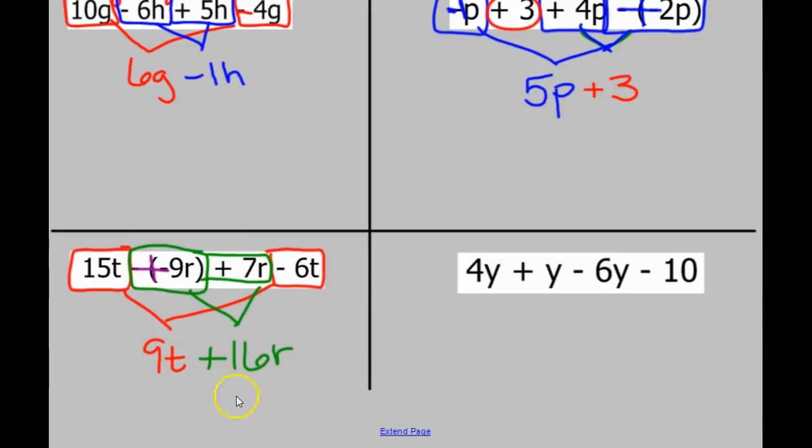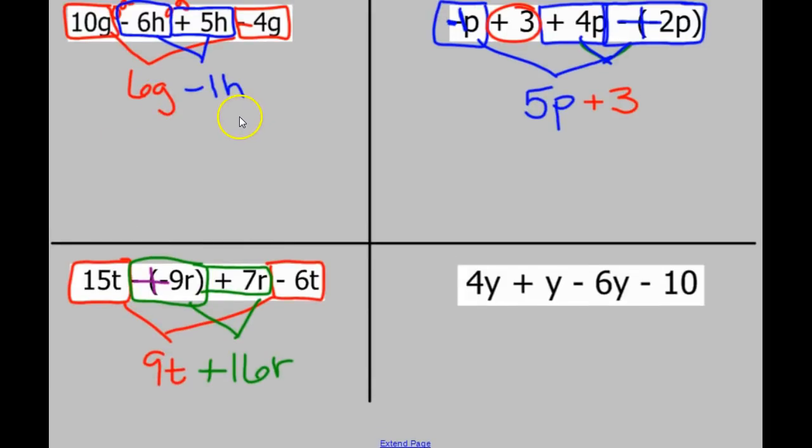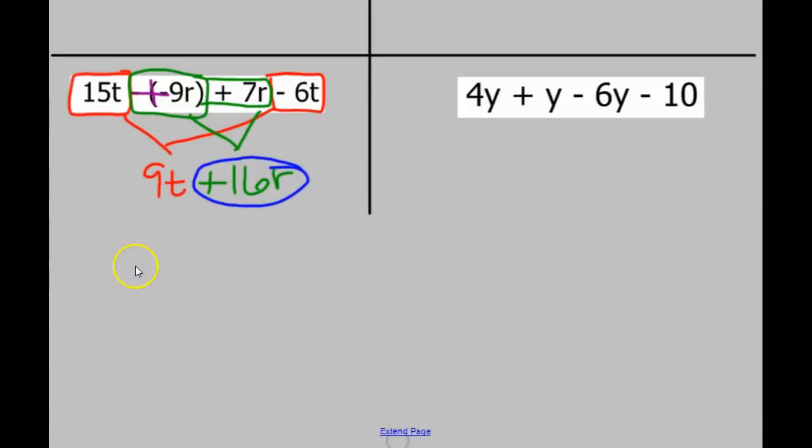Oftentimes on a test, they like to put these in alphabetical order. Like here we did G before H. Well, that's not in alphabetical order. A, B, C, D, E, F, G, H. Oh yeah, it is. I'm getting confused in my letters. So those were in alphabetical order. Here, P, Q, R, S, T. So the R should have gone first. However, it's really the same answer. If I put 16R plus 9T, we still have 9T and we still have 16R. It doesn't really matter which one comes first, but this would be the best answer.